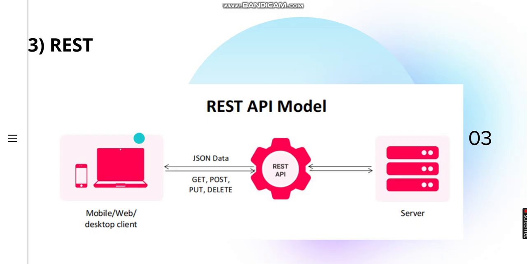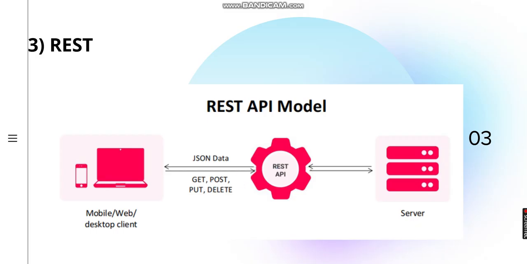REST APIs follow a set of rules that define how client and server will communicate over HTTP in a structured way. One important feature of REST is that it is stateless. That means requests are independent, and the server need not store the details of the client. So every request which is coming is independent, and everything is created as a resource.